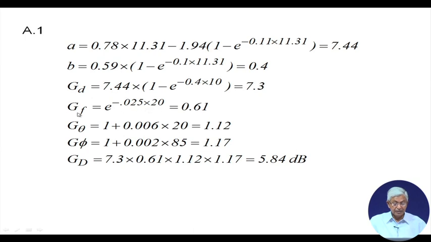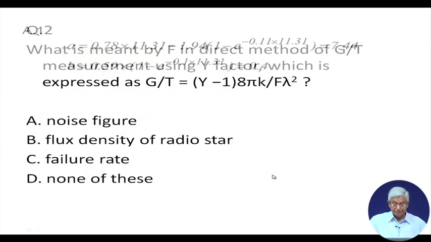Others are much simpler. The frequency was given as 20 gigahertz, and f is supposed to be in gigahertz. So, e to the power minus 0.025 into 20 comes out to be 0.61. For the elevation angle G theta, again 20 degree is given, so it comes out to be 1.12, and for the baseline orientation, 85 degree is given, so G phi comes out to be 1.17. All of them multiplied together give 5.84 dB. This is the ITU model. Okay, and 5.54 dB is our option B. So, the choice is B. Let us go to the second question.